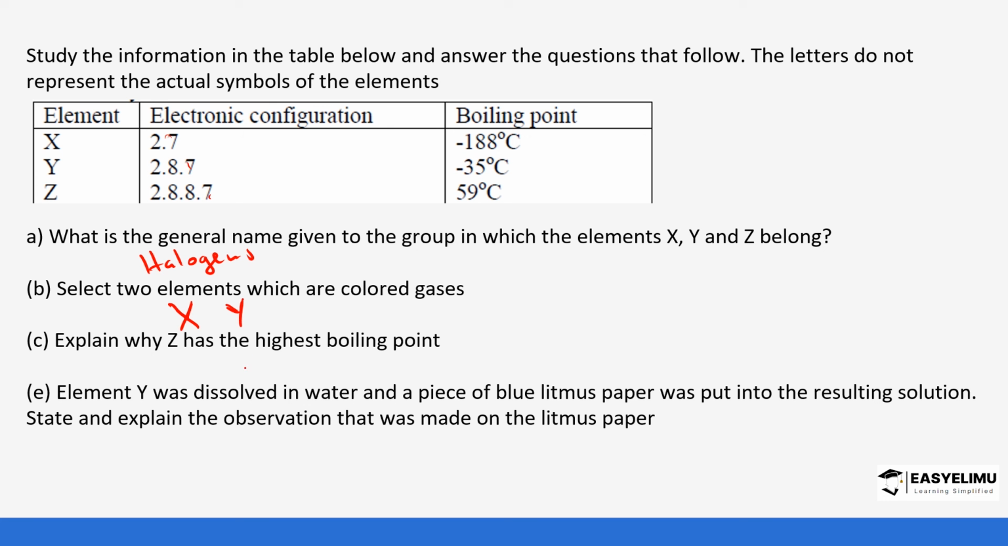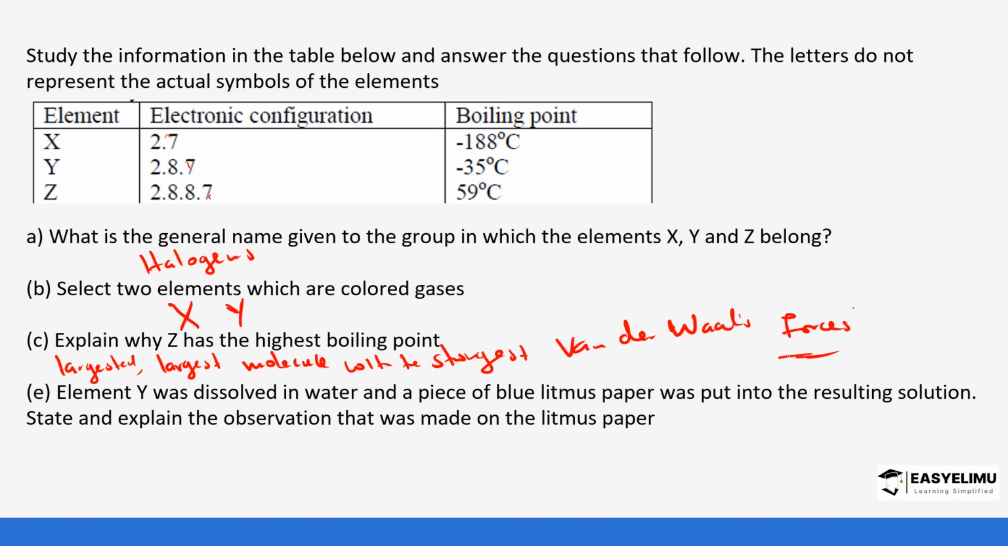Explain why Z has the highest boiling point. It is the largest, so it forms the largest molecule with the strongest van der Waals forces. So it will require the highest energy to break these van der Waals forces.